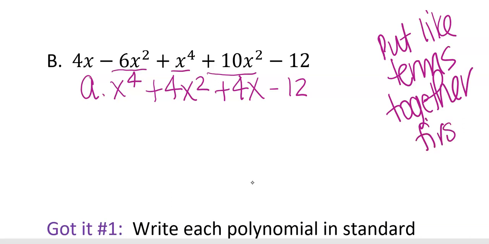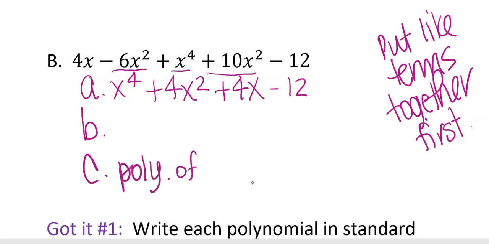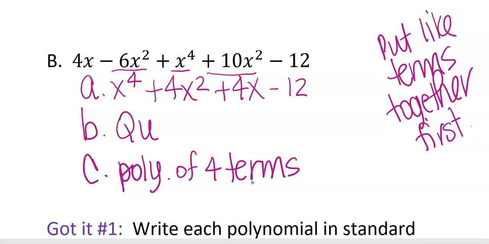Okay, so what is a 4-term polynomial called? Polynomial of 4 terms. And the 4 means quartic. So if you were naming this one, you would say this is a quartic polynomial of 4 terms. So basically when you're naming it, you would put B and C together. So if I added a D that said name it, all you're going to do is put quartic polynomial of 4 terms.